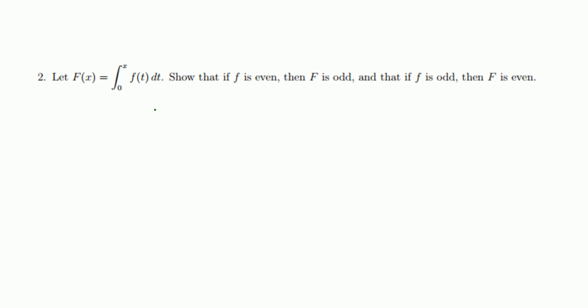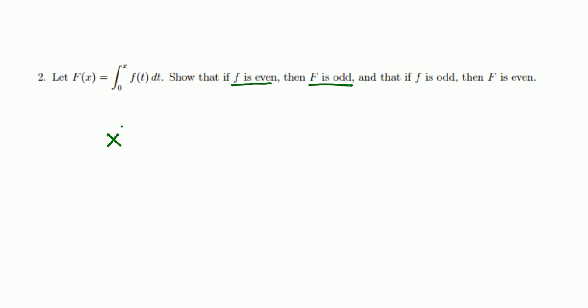And number 2 is a function f, that's the integral of f. Show that if this inner function is even, this is the given part, then we need to show f is odd. This is a proof in fact. And if the inside function is odd, then the outside will be even. Okay, basically you can think in this way.